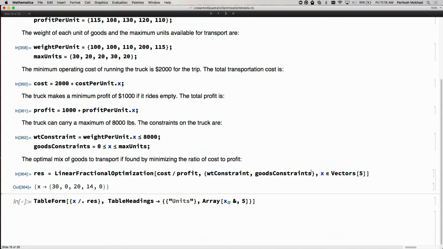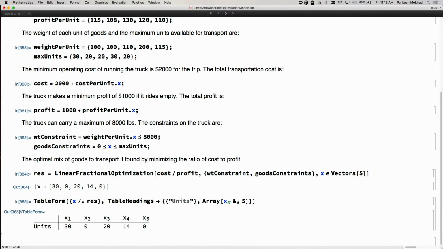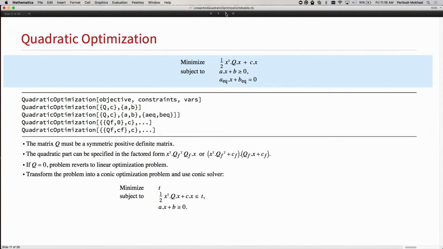And now that you have set up the problem, what you're trying to solve is to minimize the cost and maximize the profit. That's also called efficiency in some jargon. So cost divided by profit is what you're trying to minimize. You have the weight constraint, you have the goods constraint, and you have a vector. You solve the problem, and there you have it. It says that the truck will make its most profit by just transporting the first, third, and fourth product with that number. So this should give you an idea. And when you look at the documentation of this, you'll notice that this is how we set up the problem, so that it's quite easy to follow through.